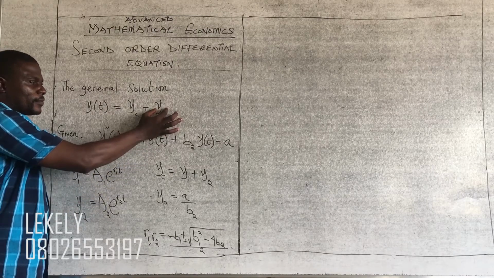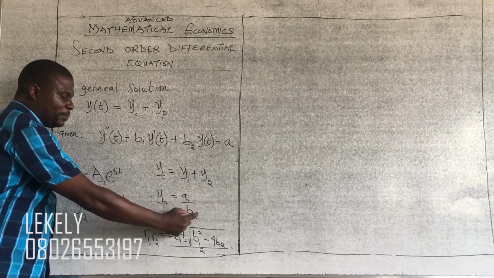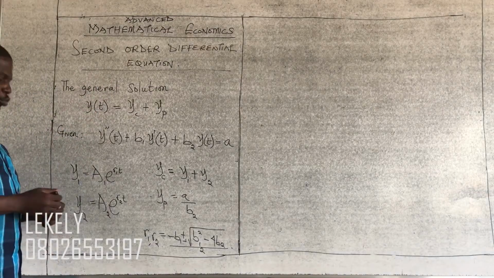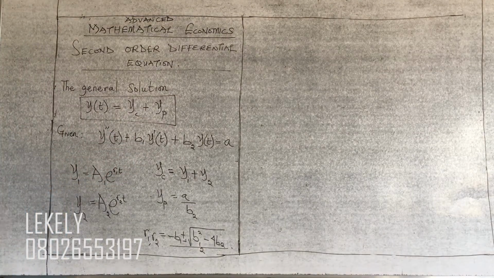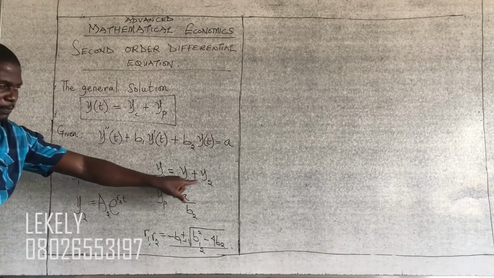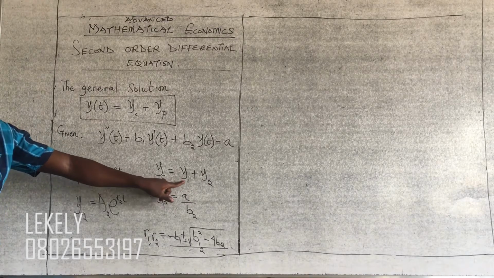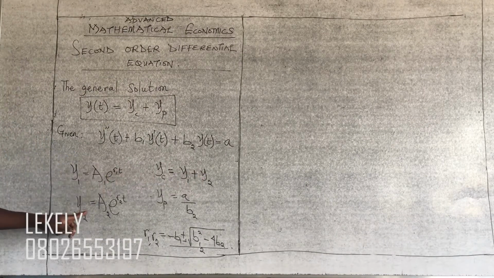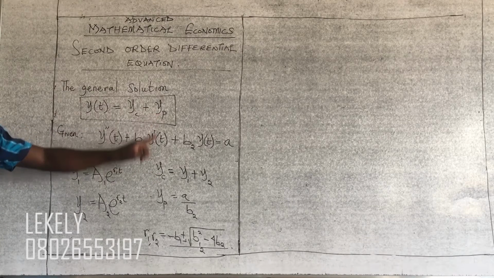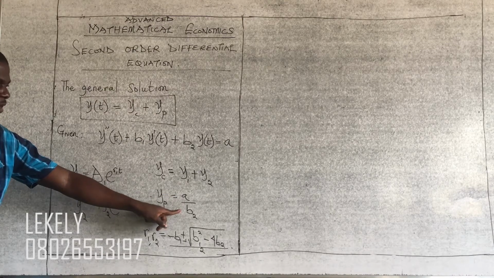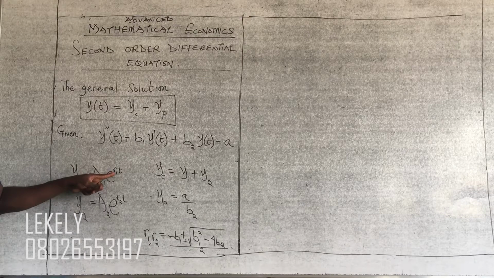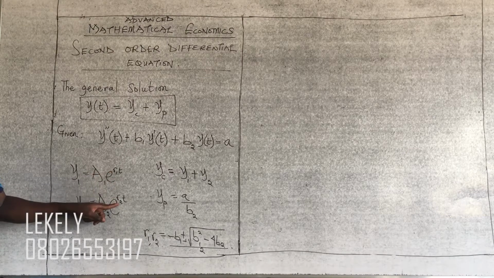Then this yp is always a over b2. If you are solving a question on second order differential equation, you are always working towards the general solution, which is this. So yt is equal to yc plus yp. Yc is always y1 plus y2, as you can see. What's the formula for y1? This is it. What's the formula for y2? This is it. When you add these two together, you get your yc. Then your yp, the particular function, is always a over b2. In your y1 and y2, we have r1 and r2. The formula for r1 and r2 is what you have here.